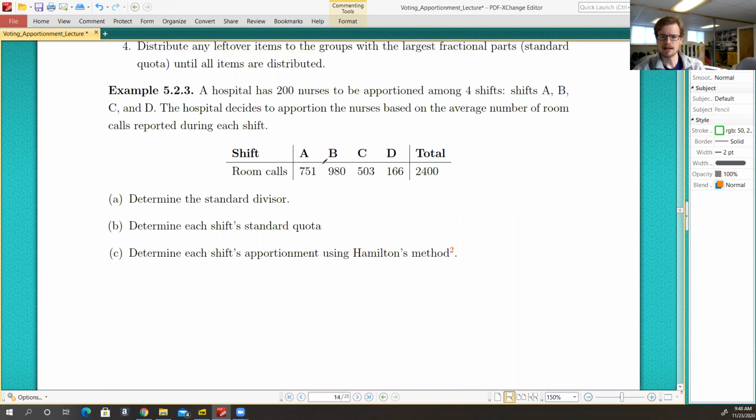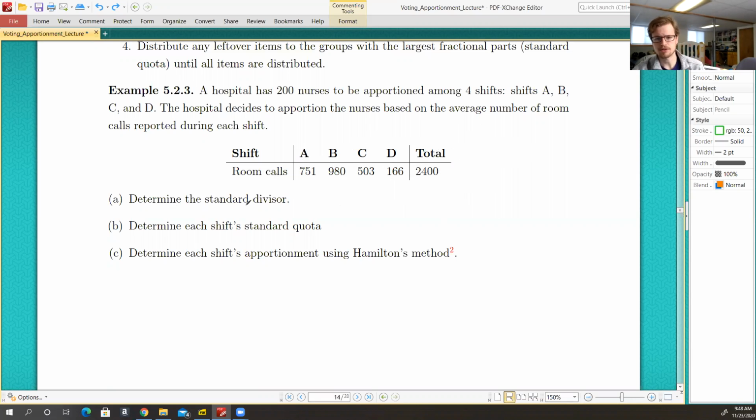So shift A receives 750 room calls in a shift. Shift B receives 980. Shift C receives 503, and shift D receives 166. Right, that's probably your overnight shift, your 11 p.m. to 7 a.m.ers, but that doesn't really matter. For those of you that know shifts, you can make speculations there.